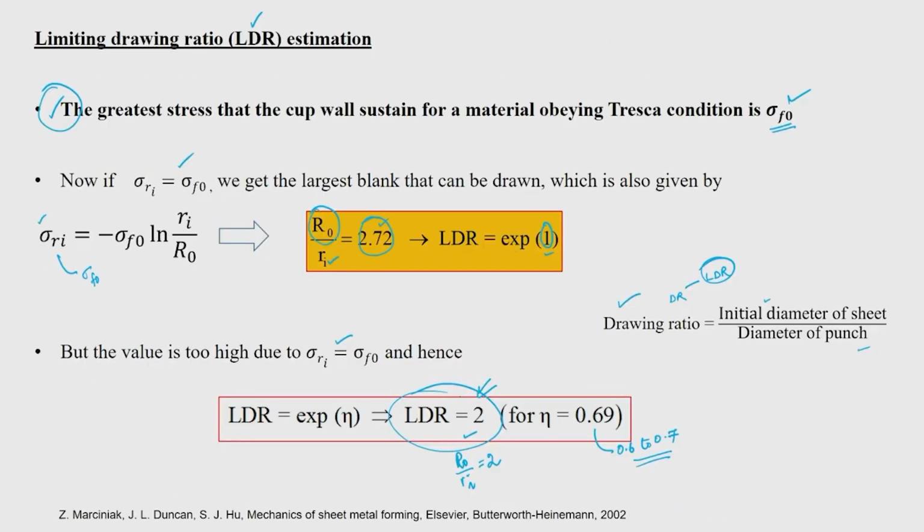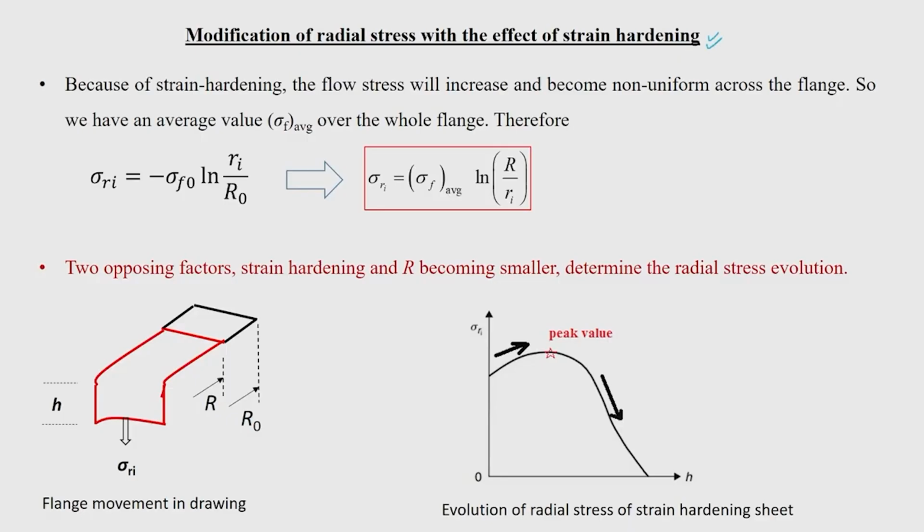So now, this equation has been obtained, and from this equation we got sigma theta also. What we are going to do is modify this sigma r by considering the strain hardening effect and the friction effect. So, modification of the radial stress with the effect of strain hardening, that is the next topic.